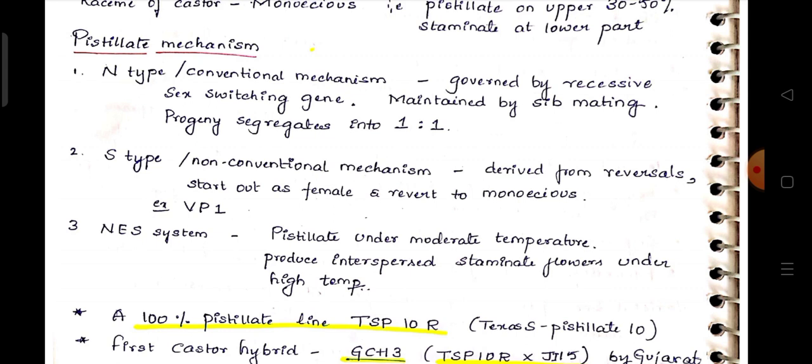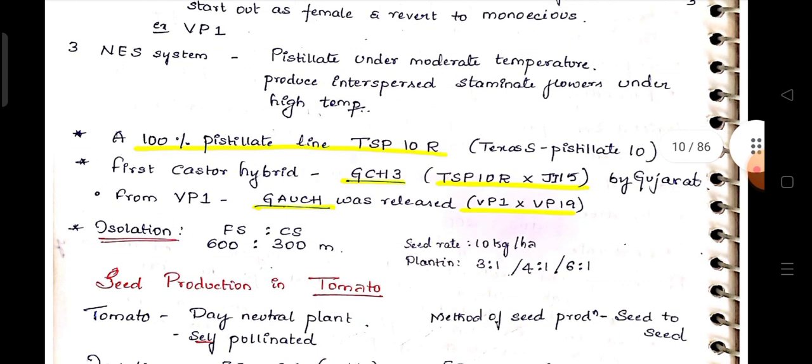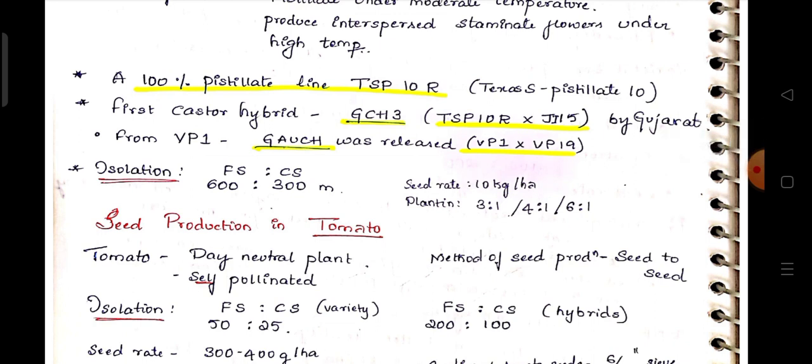This pistillate mechanism is explained in detail in a separate video which is available on the channel. You may just go through it. Example for S type variety is VP1. Last is NES system. Here pistillate lines under moderate temperature produce interspersed staminate flowers under high temperature. 100% pistillate line is TSP10R, that is Texas S pistillate 10.